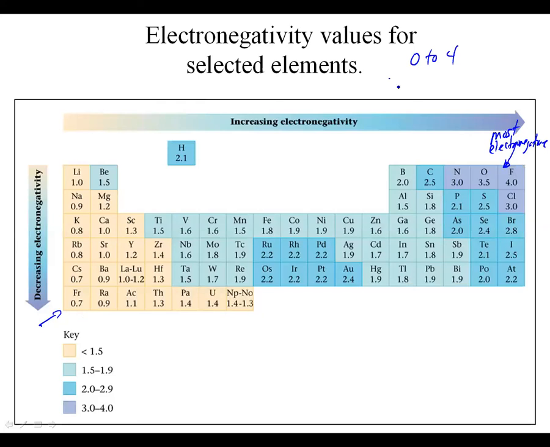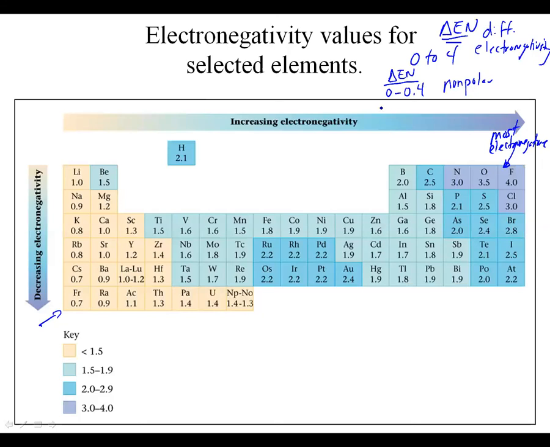So if you take the delta EN, which means the difference in electronegativity, you go to this table, take the two elements, and subtract their values. If the difference is between 0 and 0.4, it is considered a nonpolar bond. That basically means it's pretty much equal sharing of electrons.